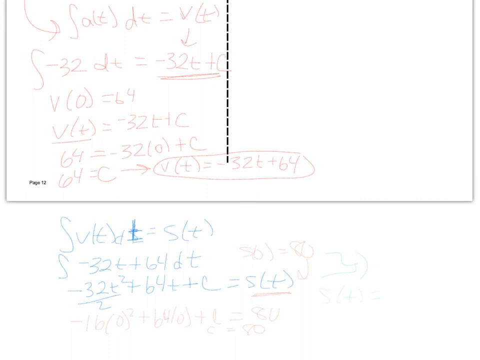is equal to negative 16t squared, okay, because I simplified my fraction right here, plus 64t plus, oh, I don't have room for 80, plus 80. I'm going to rewrite that all so you can actually read it. So my S of t is equal to negative 16, it has to be negative, 16t squared plus 64t plus 80. And there we have it. That's our position function. And we found it using two antiderivatives. We had to use two, but there you have it.